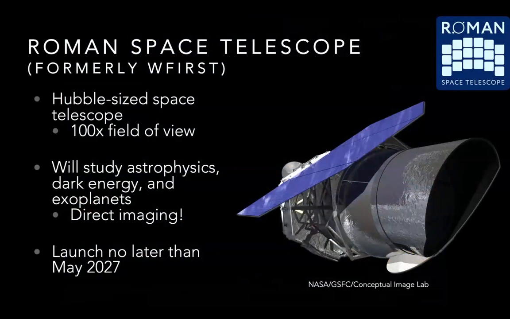Don't worry about it. But Roman Space Telescope, for those who don't know, is named after Nancy Grace Roman. She was NASA's first chief astronomer. She's sometimes called the mother of Hubble because she was one of the main proponents for getting Hubble launched.